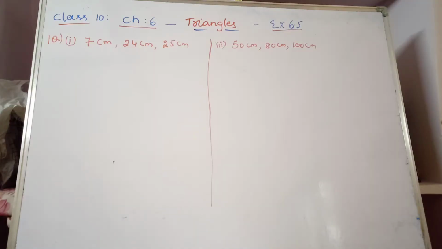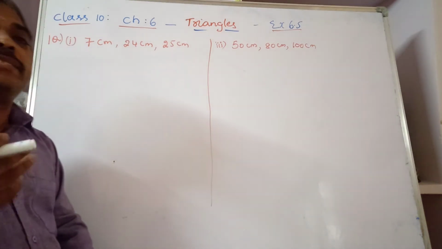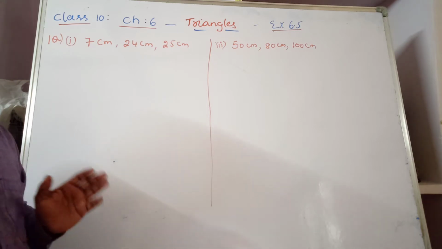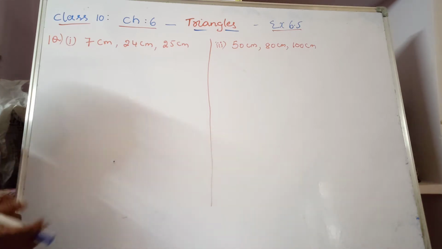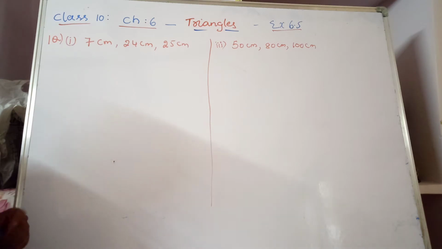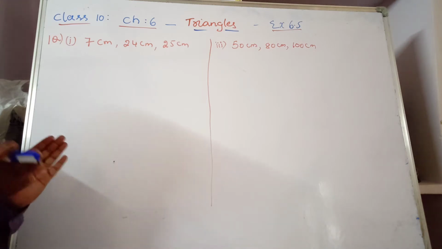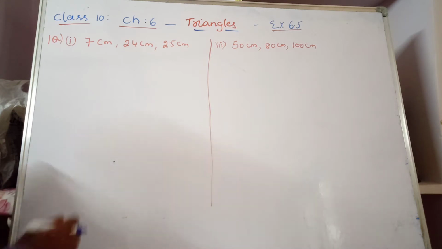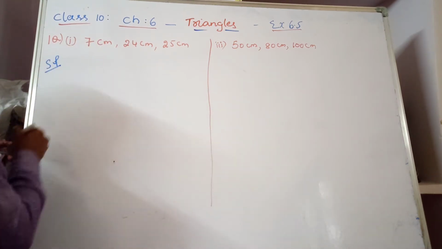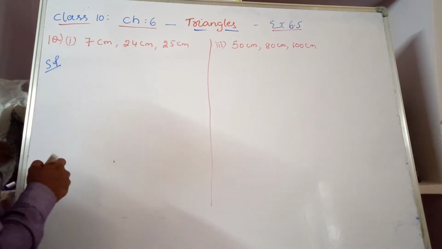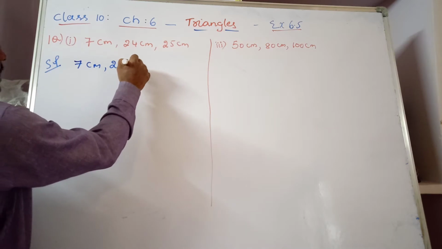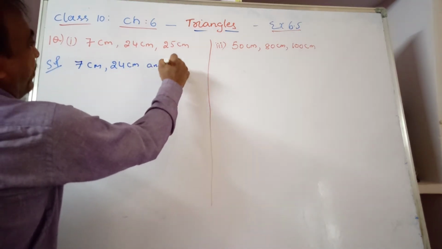So in question number 1, he asks which of the following are sides of a right triangle. As we know the Pythagoras property, the larger square, that is the hypotenuse square, is equal to the sum of the squares of the other two sides. But which is the larger? That is the hypotenuse, if they are following the Pythagoras property. So here the given sides are 7 centimeter, 24 centimeter and 25 centimeter.